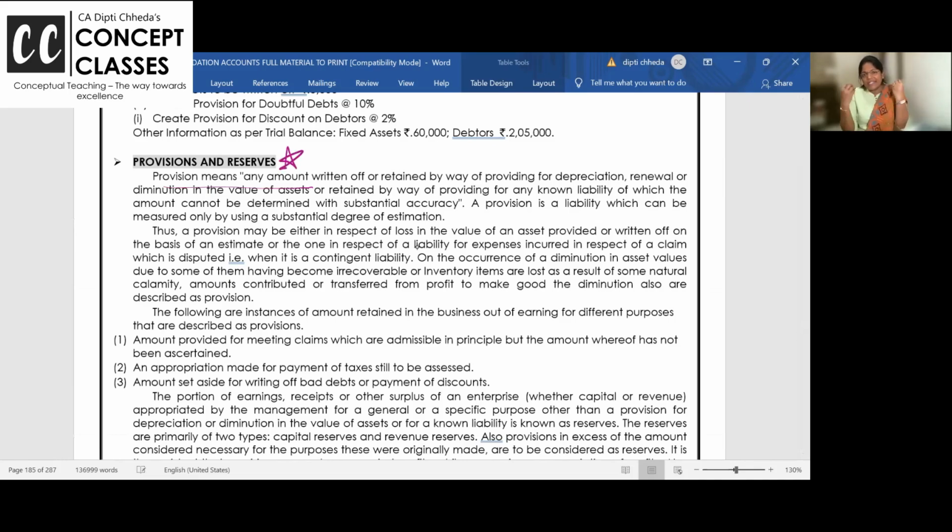So in BCom, this question comes in every exam: distinguish between provision and reserve. Provision is a charge against the profit. P&L account debit to the provision for repairs. Actually, repairs is an expenditure whose amount I cannot decide, so I have made a provision. P&L to provision for depreciation, P&L to provision for. So provision is a charge against the profit.